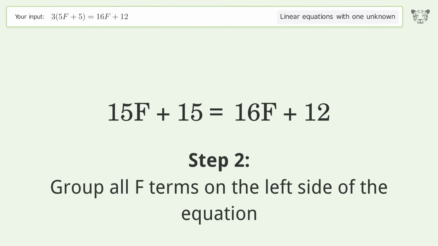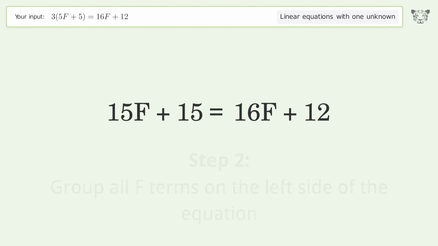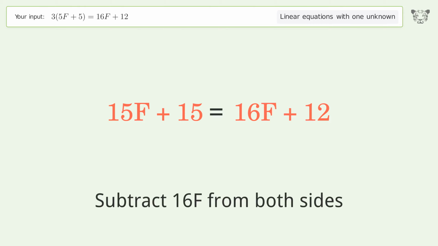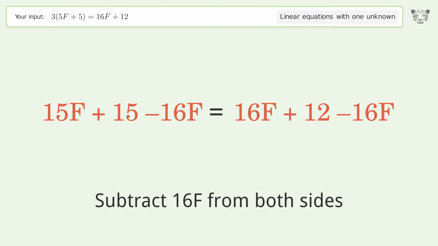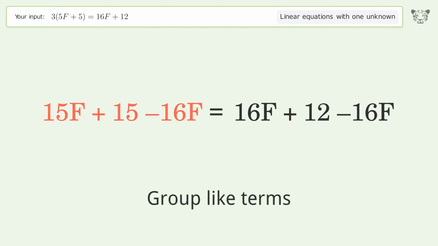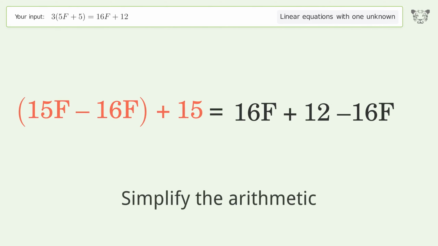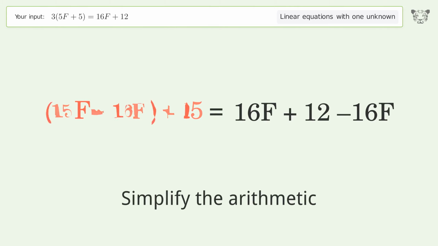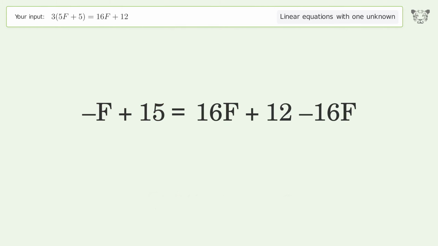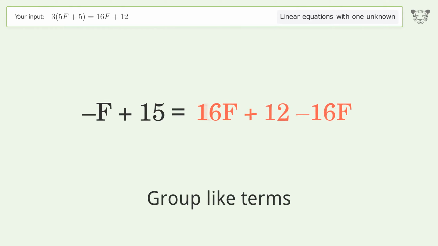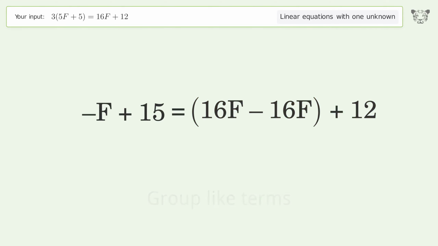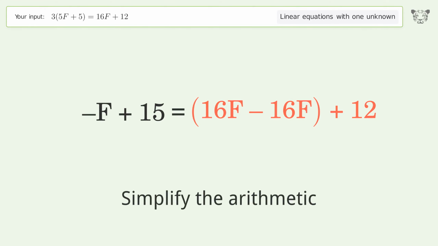Group all f terms on the left side of the equation. Subtract 16f from both sides. Group like terms. Simplify the arithmetic. Group like terms. Simplify the arithmetic.